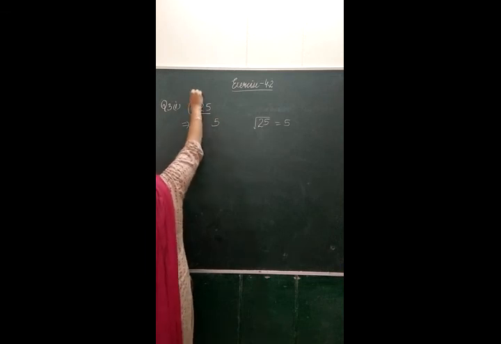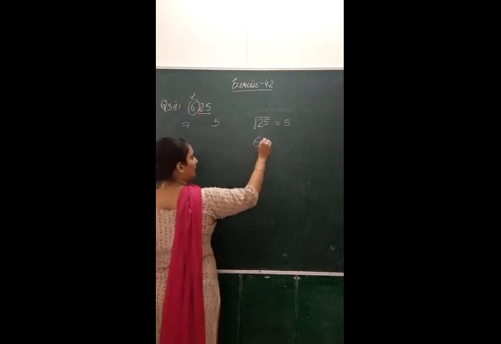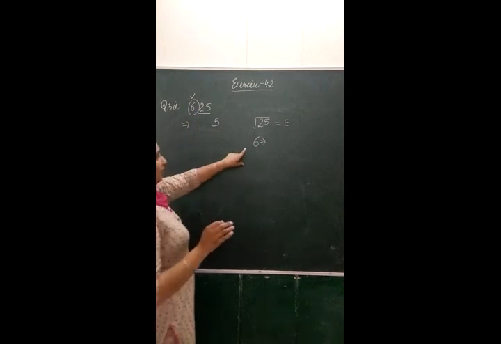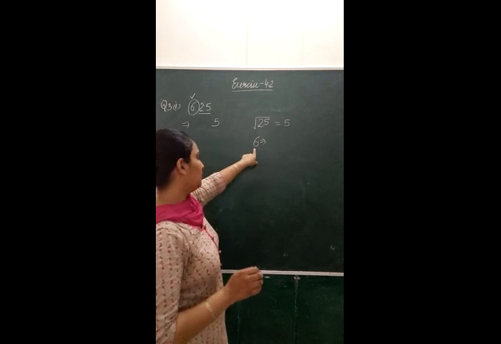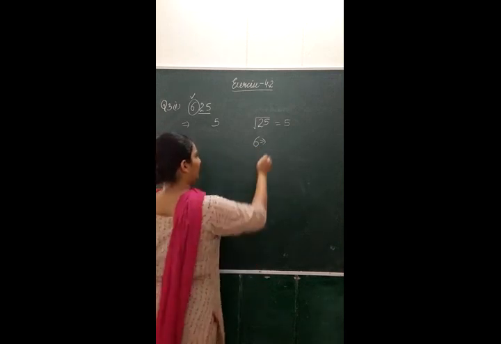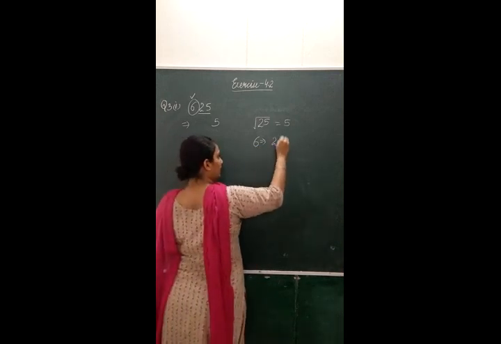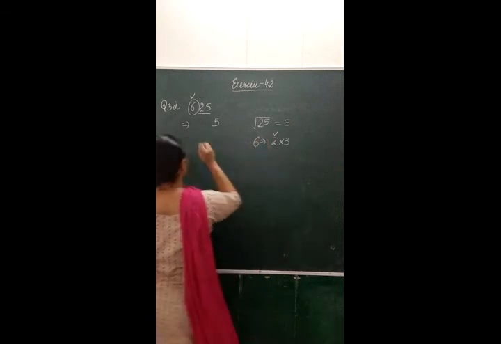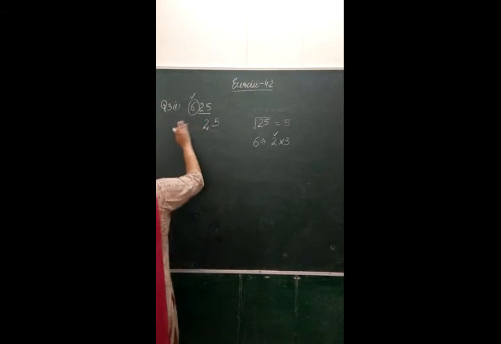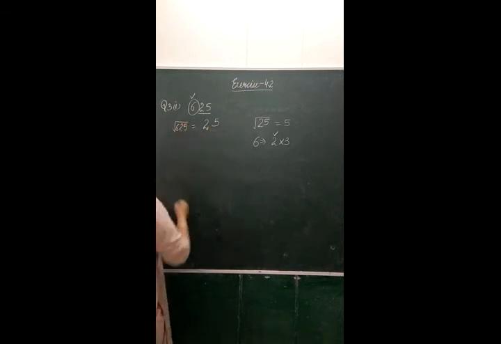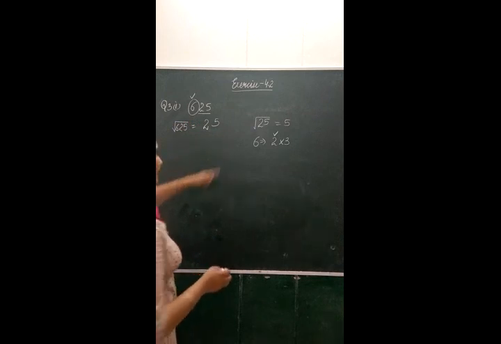Now we are left with 6. Now make the pairs of the factors of 6. So it will be 2 into 3. Take the smaller factor. So write it down here. So that means the square root of 625 is 25. So this is how you can find it directly.